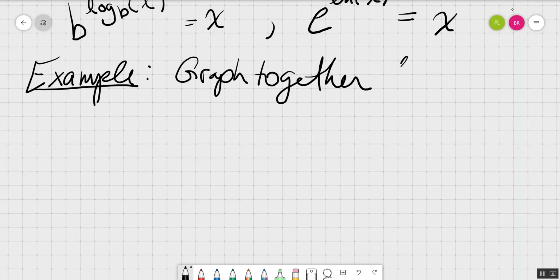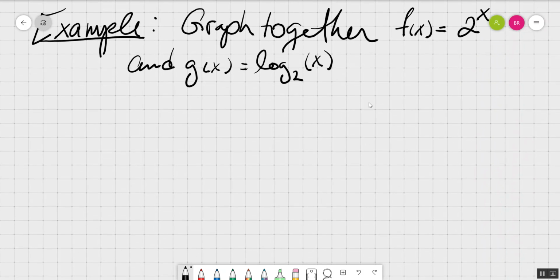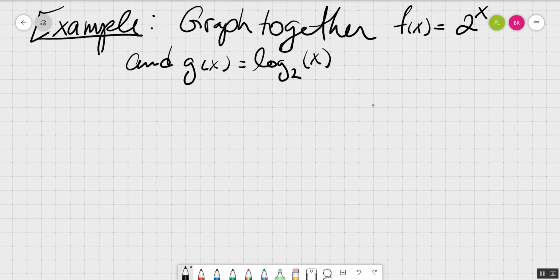We're going to do f of x equals 2 to the x, and I'm going to put it over here. And g of x is not going to fit, so I don't know why I tried. And g of x is the log base 2 of x. So I'm going to do some graphing of this. Here we go. So first up, I'm going to do some tables of values.